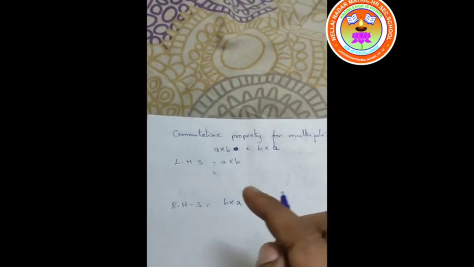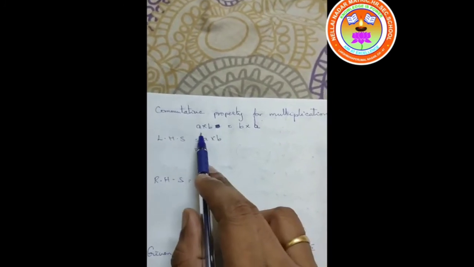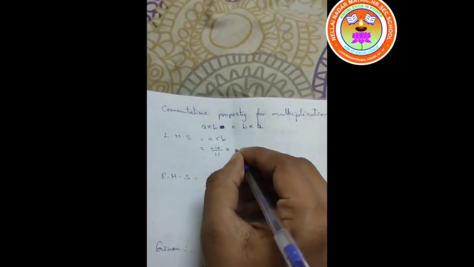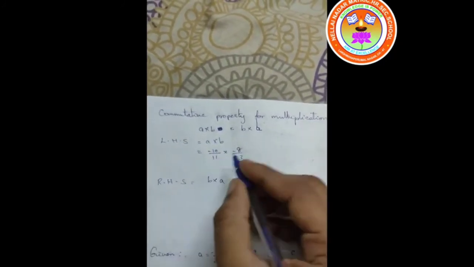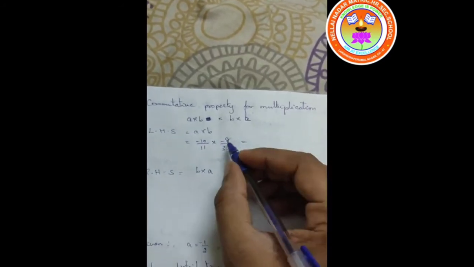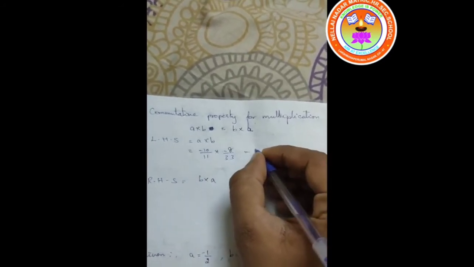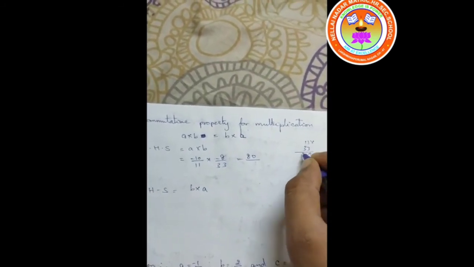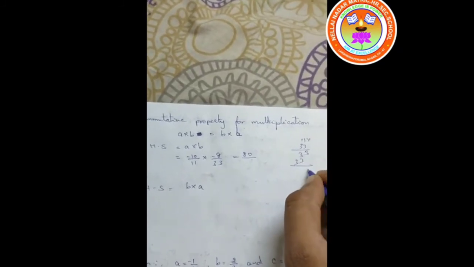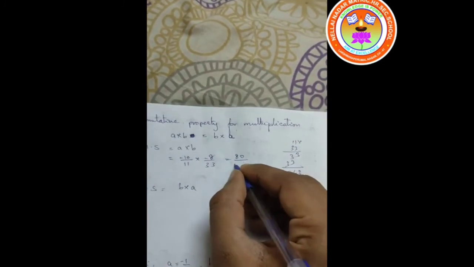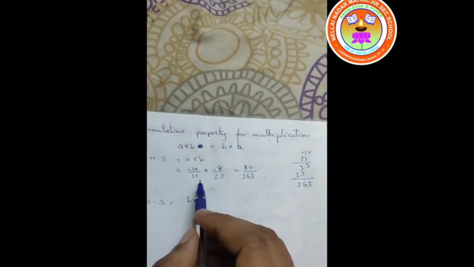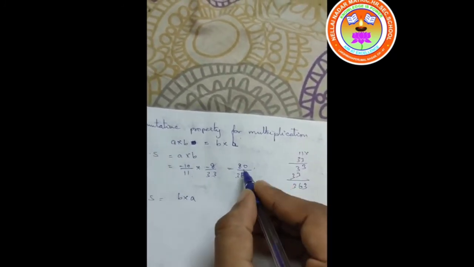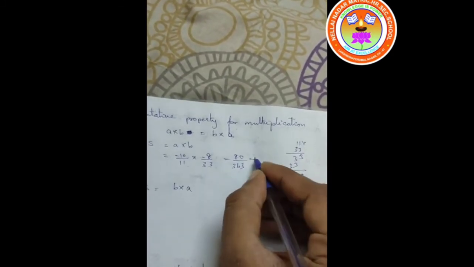Now we will see the commutative property for multiplication. A into B equal to B into A. That same minus 10 by 11 into minus 8 by 33. If you multiply, minus of minus is plus, and 10 8s are 80. 11 into 33 is 363. If you multiply A into B, that is minus 10 by 11 into minus 8 by 33, you are getting 80 by 363. Equation number 1.